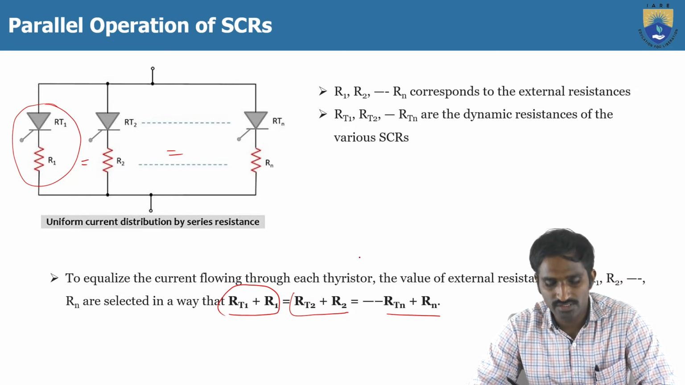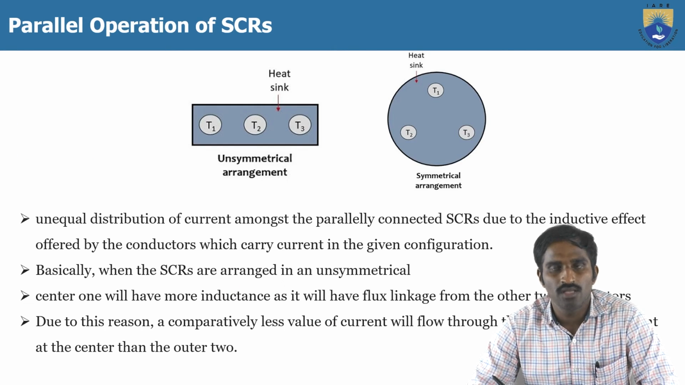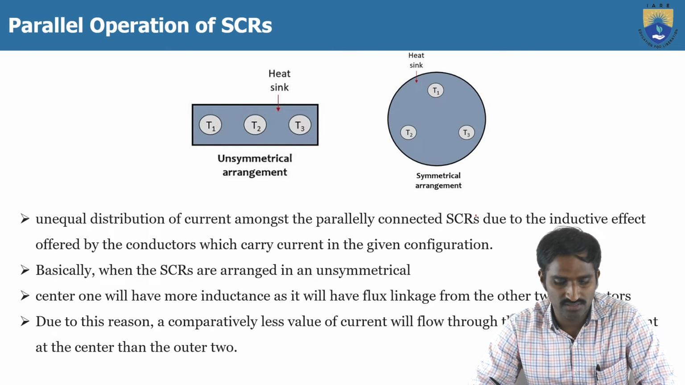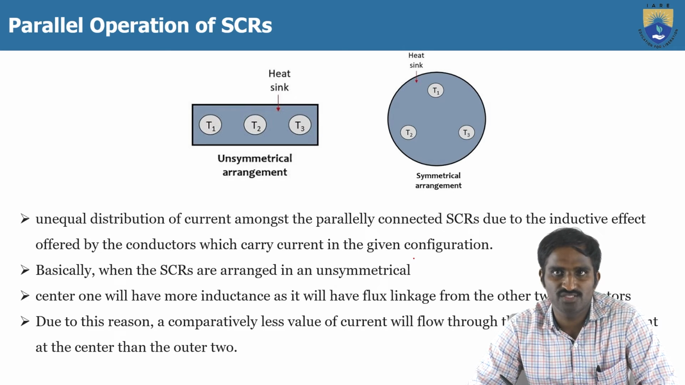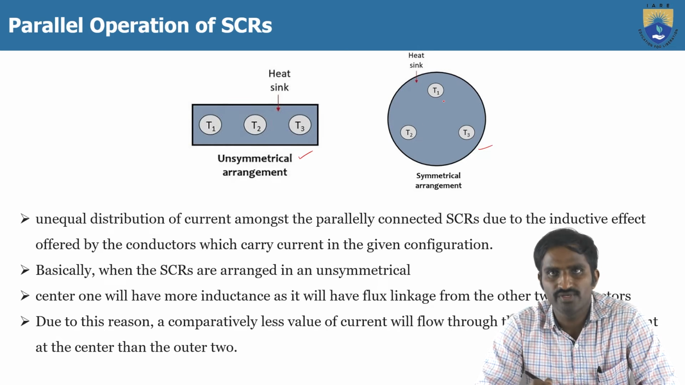Okay, this is how we can eliminate the unequal current distribution by each SCR. And one more problem here is the unsymmetrical and symmetrical arrangement, right? Because here let me consider an unsymmetrical way and a symmetrical way. Okay, how is it unsymmetrical and how is it symmetrical?